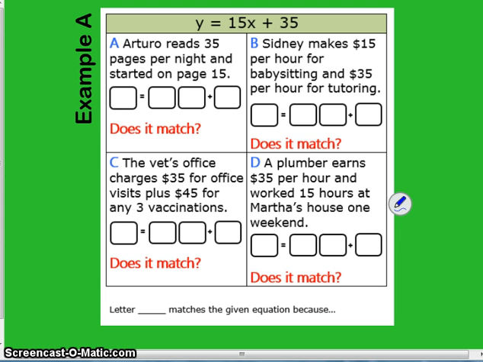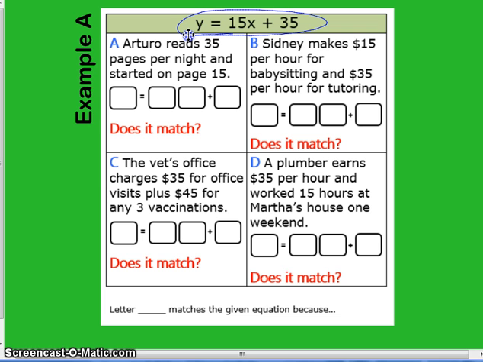Your first example, you have one of these papers on your desk. In example A, it gives you an equation up here: y is equal to 15x plus 35, and my goal is to find which letter choice, A, B, C, or D, matches that equation. So I first have to read every single one of these.